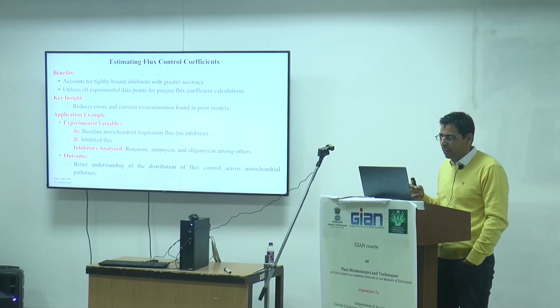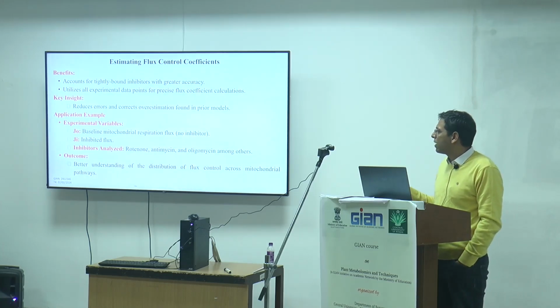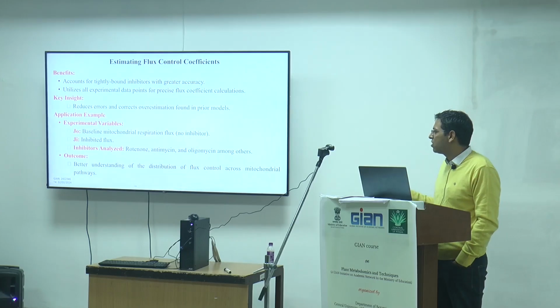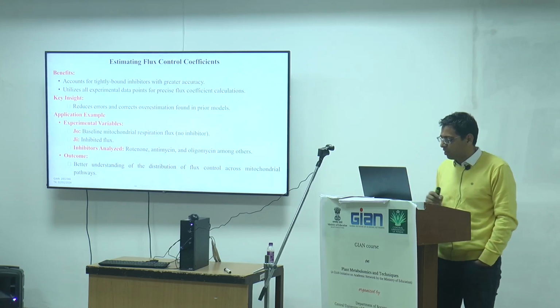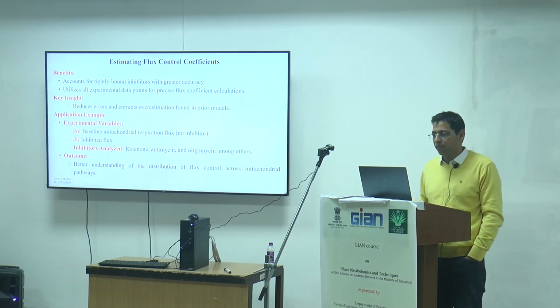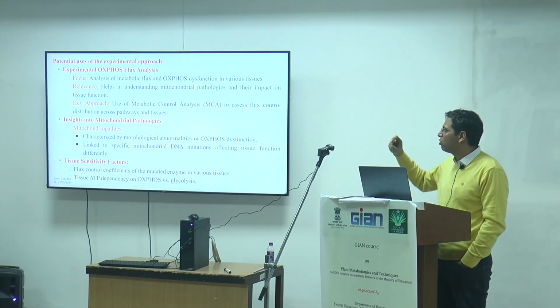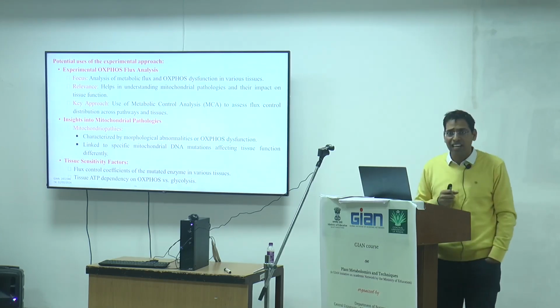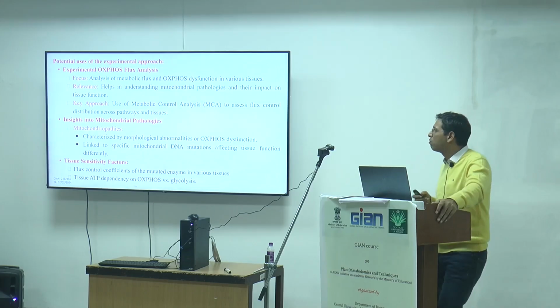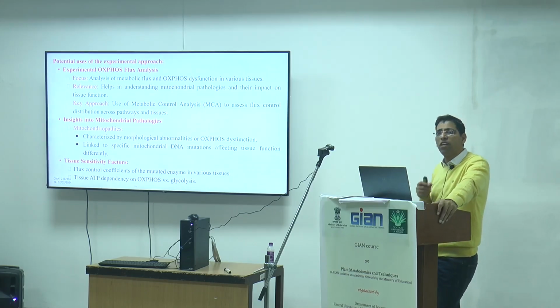An application example is the mitochondrial respiration flux. With no inhibitor, and with inhibitors inhibiting the flux, these are the different inhibitors analyzed. The outcome is a better understanding of the distribution of flux control in the mitochondrial pathway. Now the potential uses of this experimental approach. The first one is oxidative phosphorylation flux analysis. We can go ahead with this one. We focus on the analysis of the metabolic flux of oxidative phosphorylation and its function in various tissues.